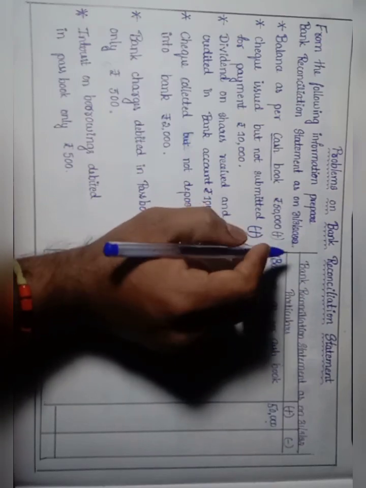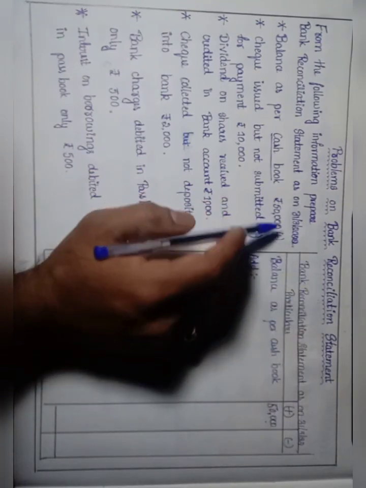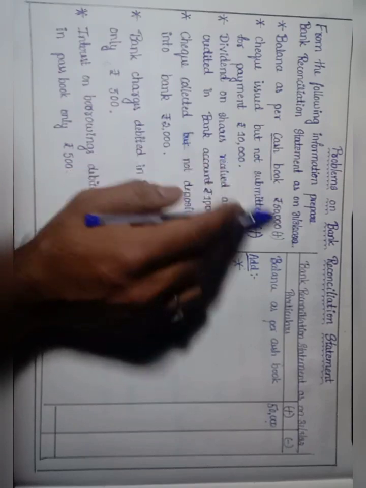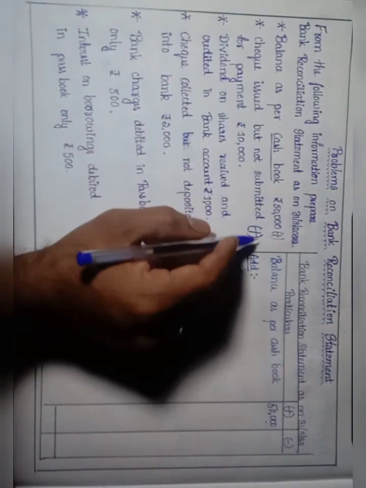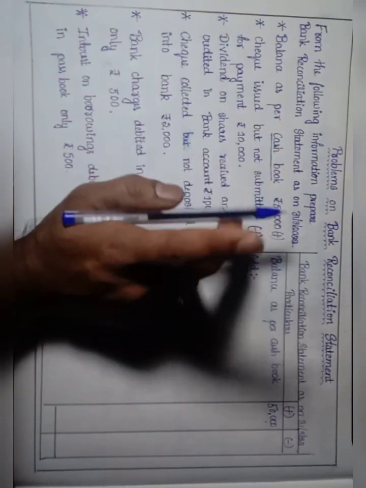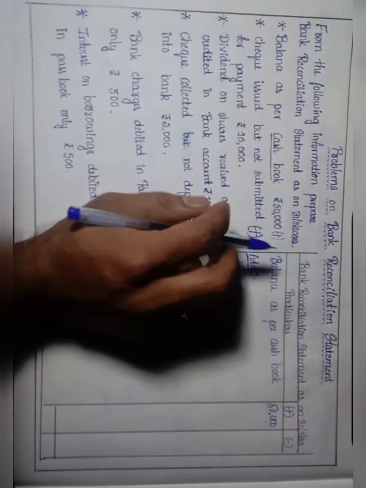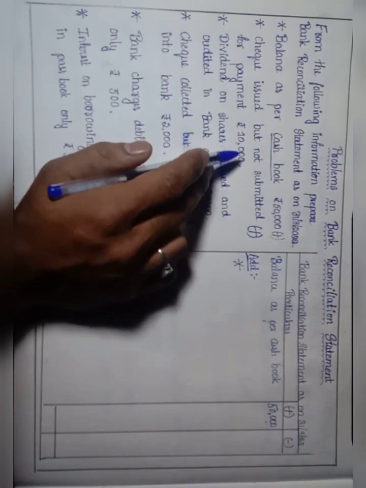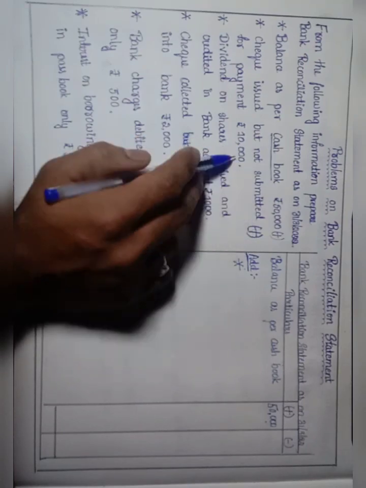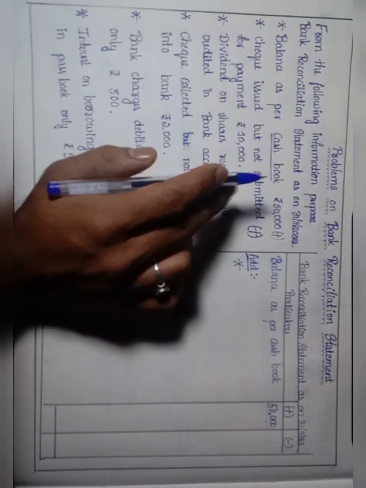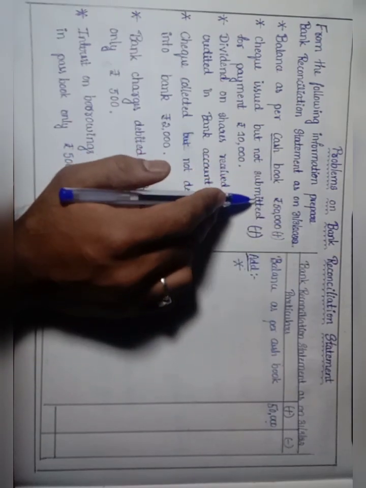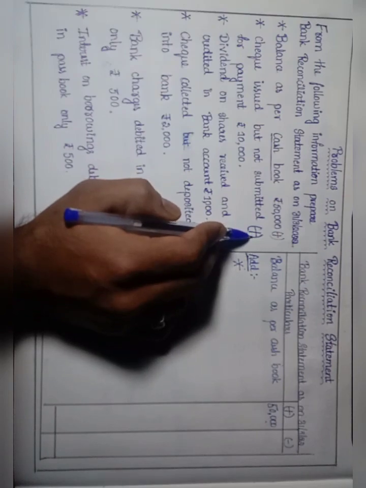For example, in the cash book, let us take 60,000 was there, and because of this 10,000 it is decreased to 50,000. In the passbook it is showing 60,000 only, but in the cash book 10,000 is decreased. Now if I add this 10,000 again, we will get 60,000. It is considered decreased there, now we need to increase it.